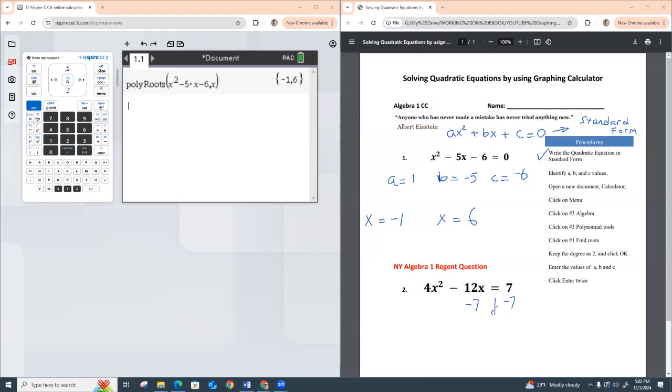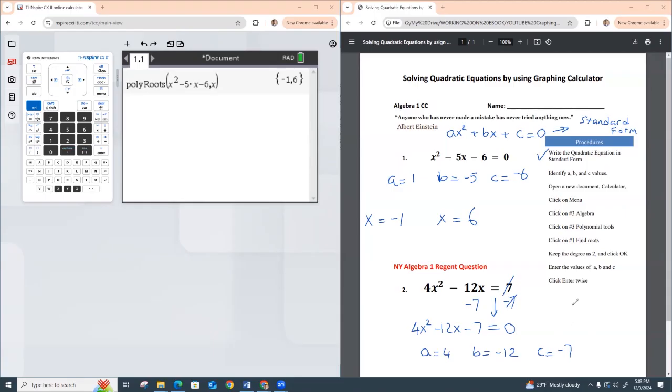So let's bring the equal sign down. 7 minus 7 is 0. And then on the left-hand side, since we don't have any like terms, we have to write all of them: 4x squared minus 12x minus 7. There's no like term, so I cannot combine them. So here is our new quadratic equation, and it is in standard form now. Step 2 says identify the A, B, C values. Let's do that. A equals 4, B equals -12, and C equals -7.